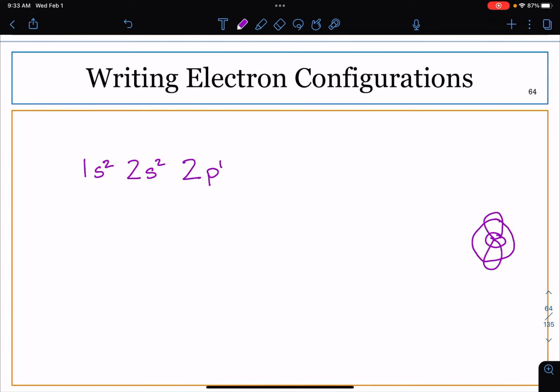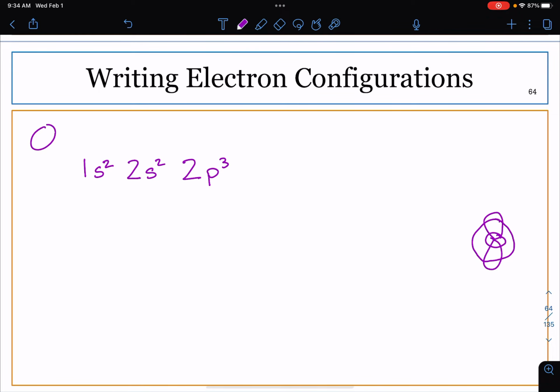Carbon has 6 electrons, its first 2 electrons in the 1s orbital, then its next 2 in the 2s orbital, and then its last 2 electrons in the 2p orbital. After that comes nitrogen. Nitrogen has a total of 7. So its electron configuration looks like this. Notice that if you were to count up all of the exponents or superscripts that we have listed here, 2 plus 2 plus 3 is 7. All of the superscripts must add up to the total number of electrons that the element has.